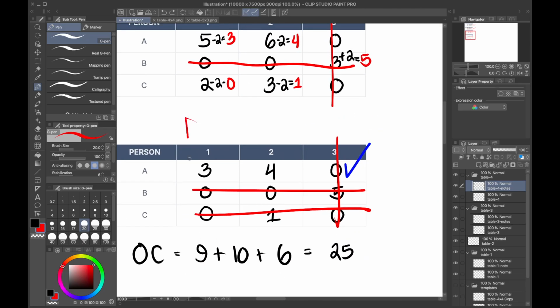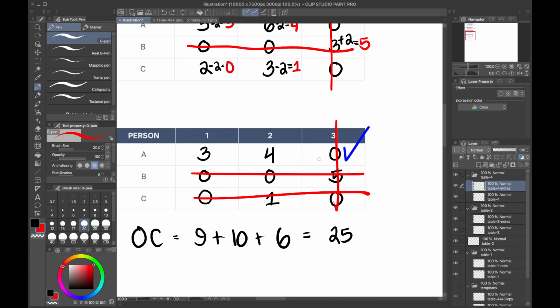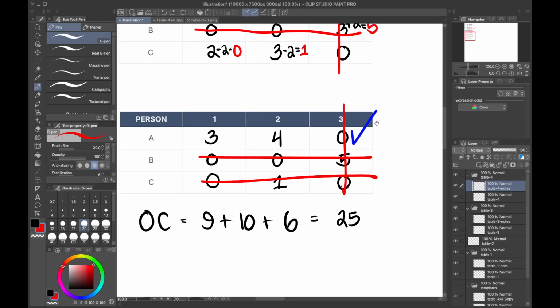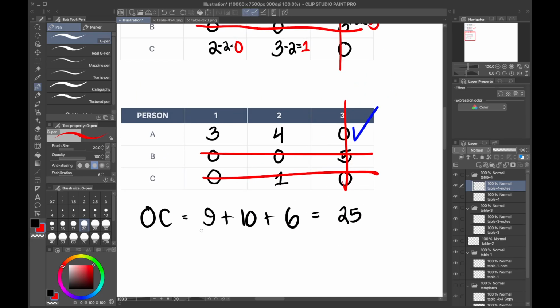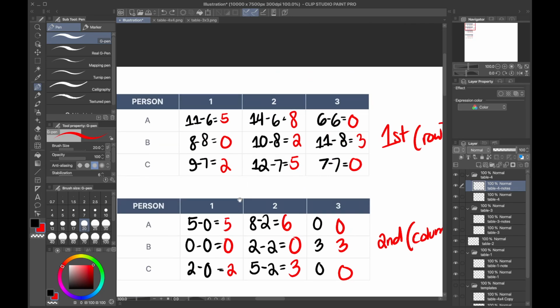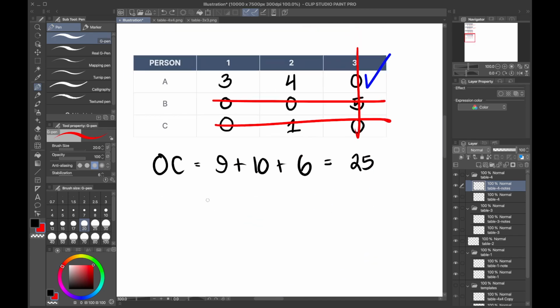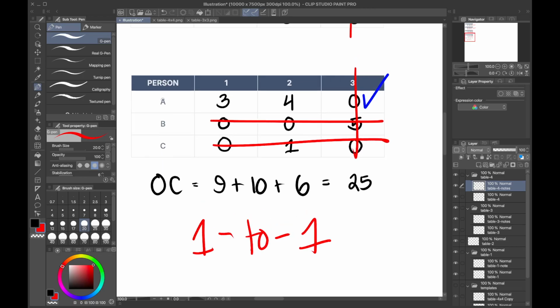Then after that, we just repeat until we have the minimum number of lines such that it would now be an optimal solution or table. Then we perform our assignments. After we perform our assignments, we just refer to the first table and then add it all. So 9, 10, and 6. Remember, in assignment method, it should be 1-to-1, meaning a person should get one project only. So that's basically it.